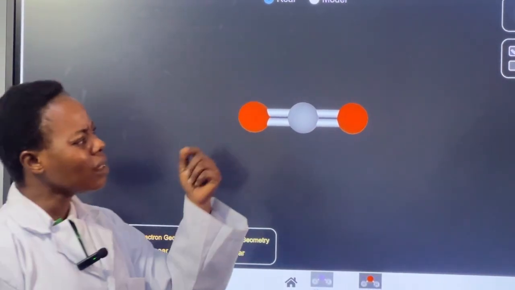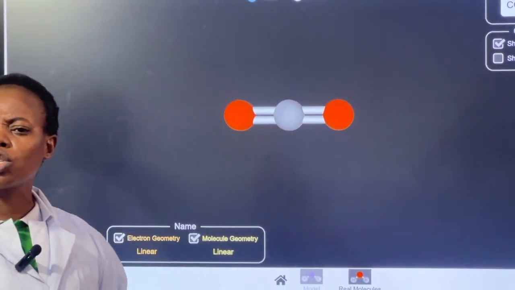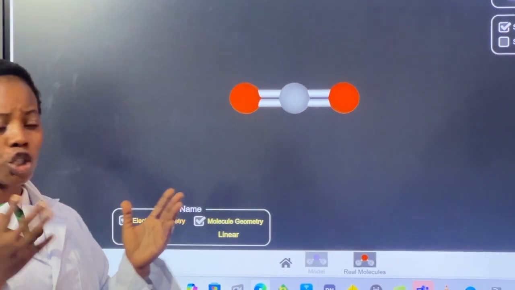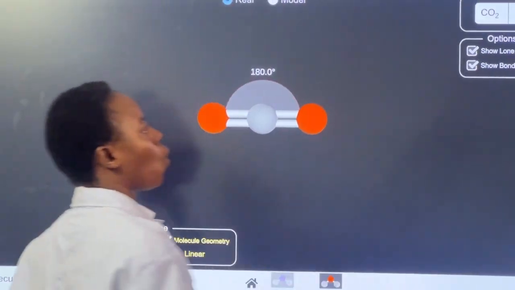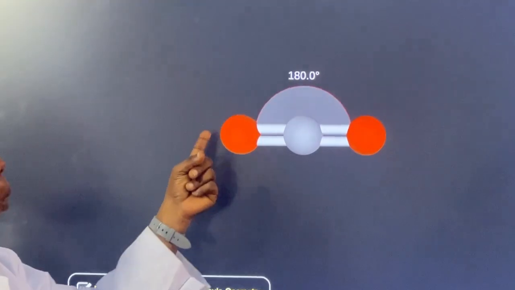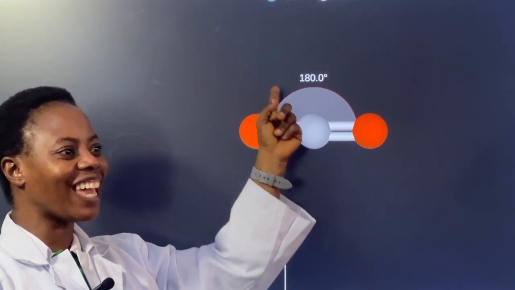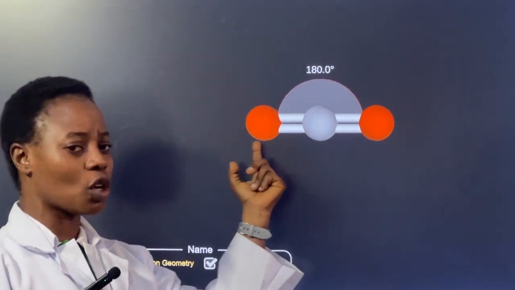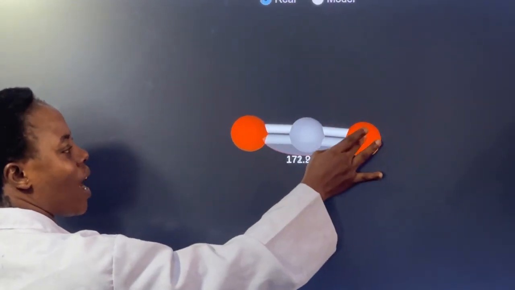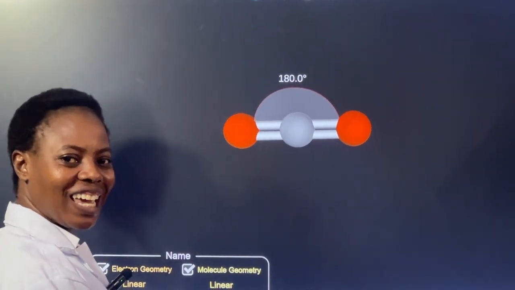Yes. Another thing I would also like you to know, which you can be asked in any of your exams, the bond angle. And when you talk about the bond angle of a straight line molecule or shape, we usually say is what? 180 degrees. Okay, so the bond angle for carbon 4 oxide is 180. And why is it 180? Because the shape is linear. The shape is what? Linear. So when you have a linear shape, you expect the bond angle to be 180 degrees.